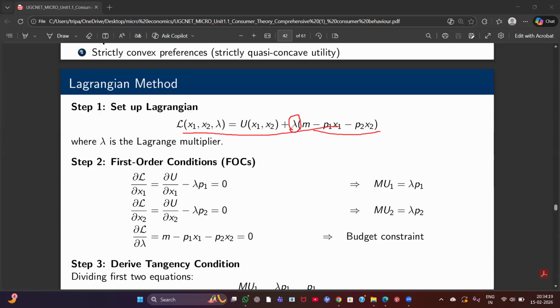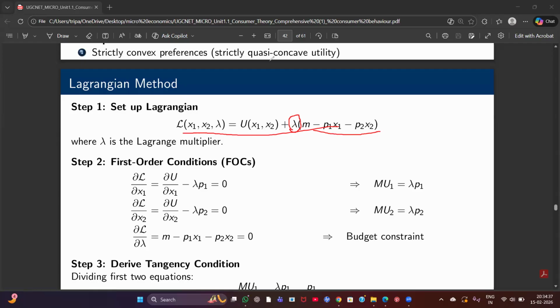Using this lambda, I am combining my utility objective function with the constraint. That's why lambda is known as the Lagrangian multiplier. In every specific optimization problem, lambda will have its own interpretation. We'll deal with that later.